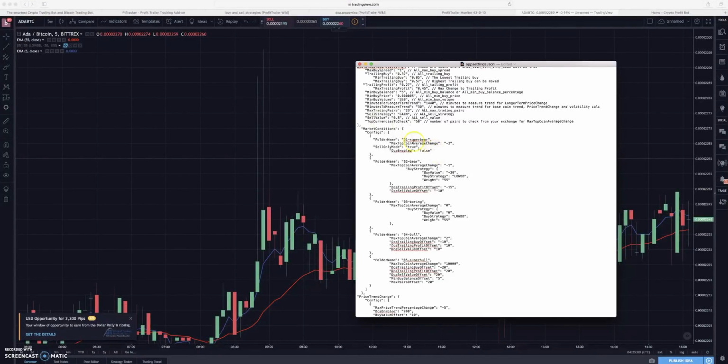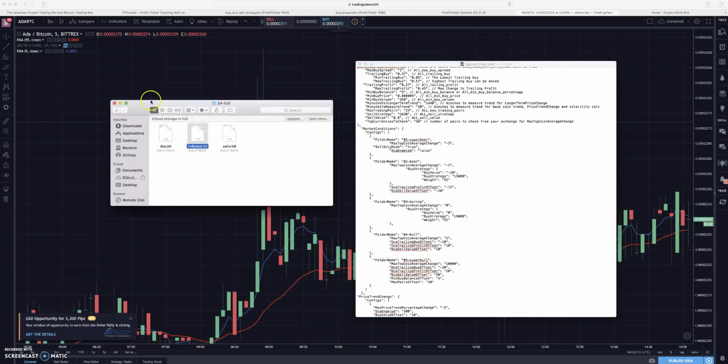Okay, let's get into the bread and butter. This is the important stuff. This is the market conditions folder. I'm just going to try and breeze through this, but you have your super bear, your bear, your bull, and your super bull folders. And those are here.